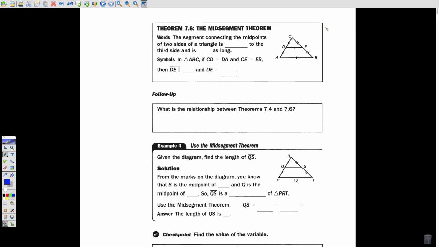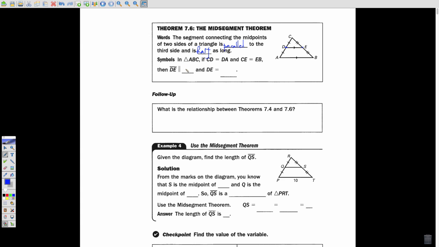So the last theorem is called the midsegment theorem. It says the segment connecting the midpoints of two sides of a triangle is parallel to the third side and is half as long. Parallel makes sense, right? If it's a midpoint, CD over AD should equal 1, and CE over EB should equal 1. So we know that these two are parallel. But it's also this: DE is half as long as AB.